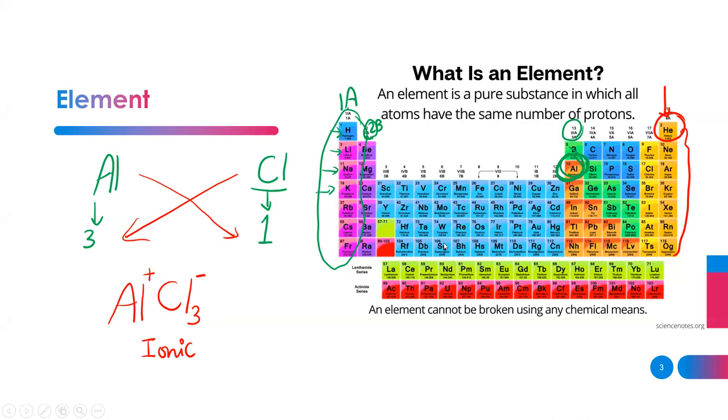What does it mean, ionic compound? There I have negative and positive. Negative and positive. Very good. Okay, so I have AlCl3. This is my ionic compound. Okay, let's try with something else.